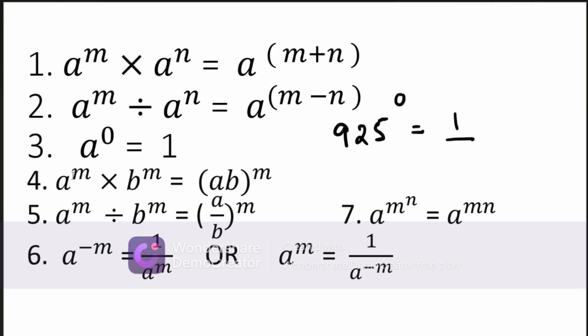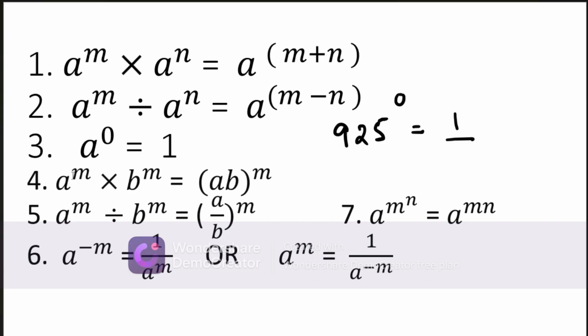Now look at number 4, a to the power m into b to the power m equals a into b whole to the power m. So in the time of multiplication, if the bases are different but the powers are the same, then you can write the number in the product form. So a to the power m into b to the power m is a into b whole to the power m. Same thing for division, a to the power m divided by b to the power m. The bases are different but the powers are the same, so you can write it as a by b whole to the power m.